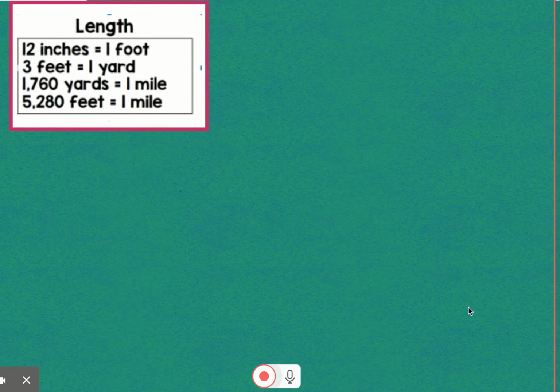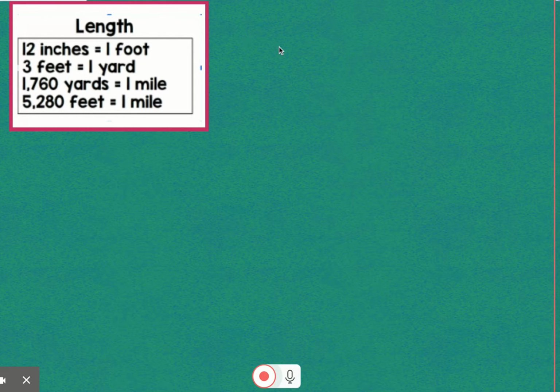So today we're going to practice converting between the customary units of measurements, and we're going to start with length. So I have a chart up top that shows the conversions that you make between inches, feet, yards, and a mile, feet and a mile. And we're going to start practicing with the inches to feet.